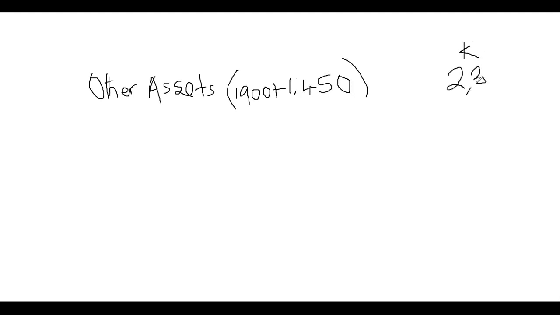These other assets could be property, plant and equipment, and so on, which is 1,900 plus 1,450, I think, plus 150. How much do you get? 2,350. So you have 2,350. This is on assets.